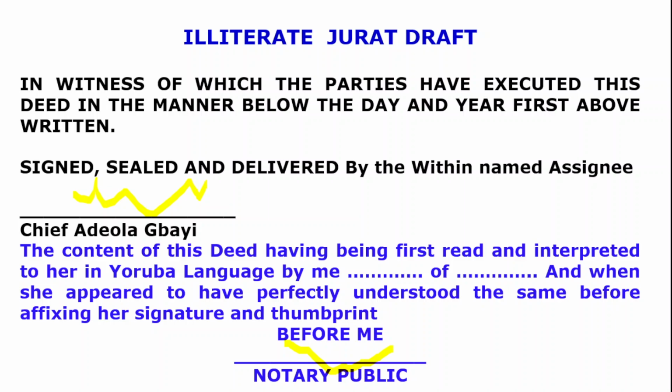And when she appeared to have perfectly understood the same before she affixed that signature and thumbprint. So this jurat must be present. The moment you omit it, like I said, the contract, you can't enforce it against the illiterate person. So these are the important and the salient points you need to note under the execution clause.